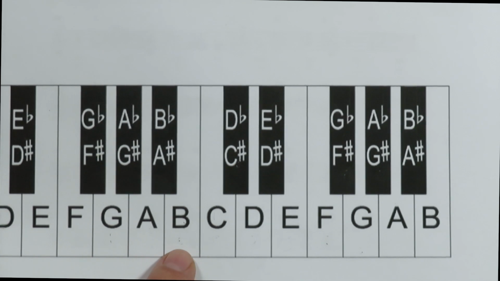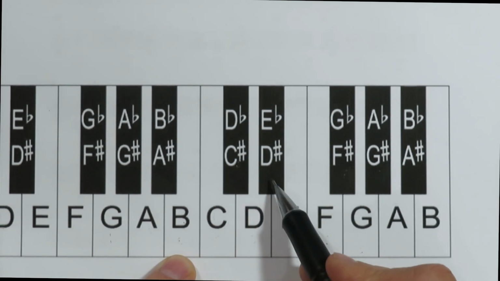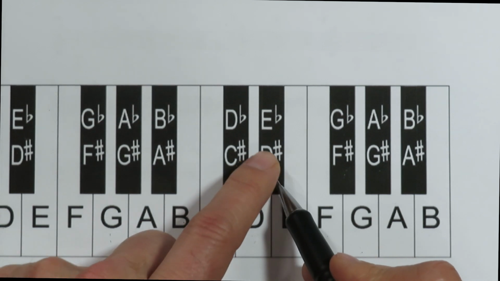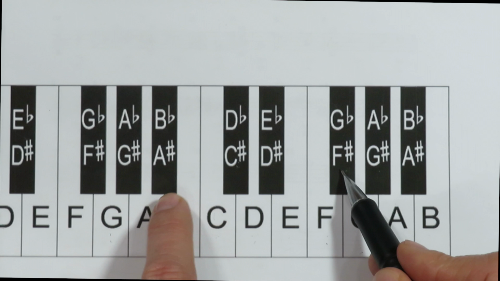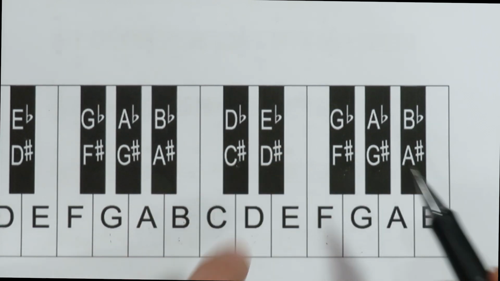Okay? B major, B to D sharp, 1, 2 whole steps, major third, 1, 2, 3 half steps to the minor third. B, D sharp, F sharp.